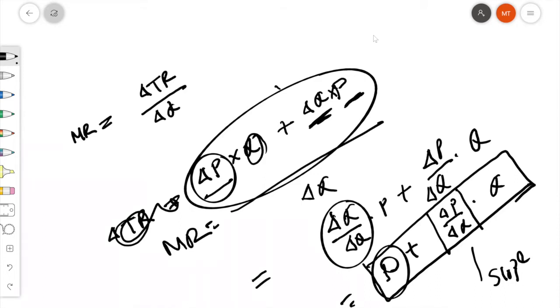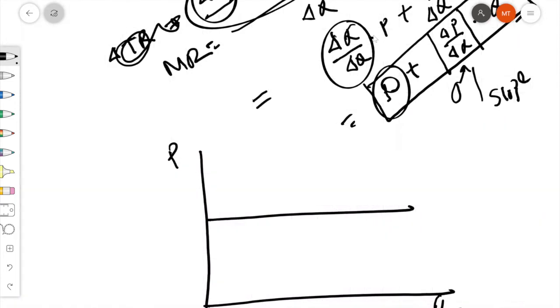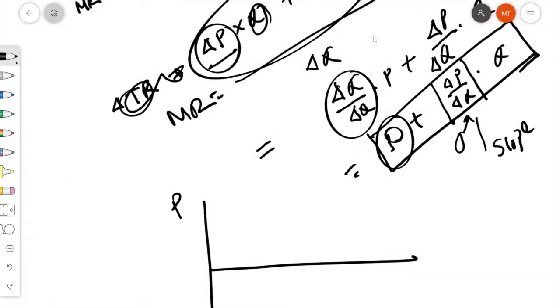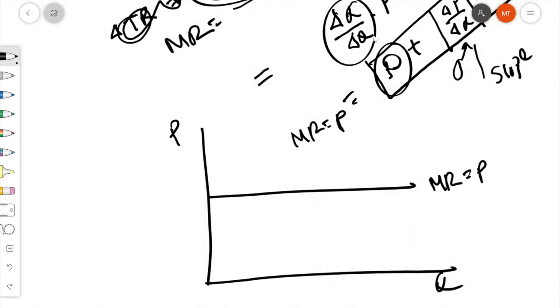So the second part is the demand function or demand curve. The demand curve of perfectly competitive market is horizontal, which means the slope of the demand curve is 0. So if the slope of the demand curve is 0, then in this equation 0 multiplied by quantity is 0, so marginal revenue must be equal to price. So since the slope of the demand curve for perfectly competitive market is 0, marginal revenue is equal to price. We can say MR equals price in case of perfectly competitive market.